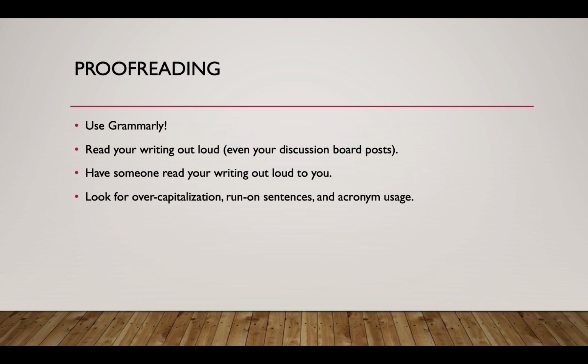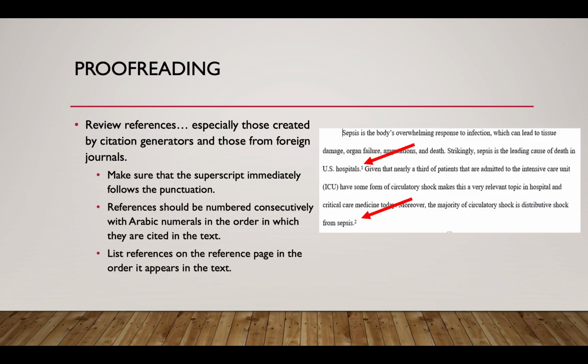So ask yourself, is there a way to cut that down into 2 or 3 sentences to make it more digestible to the reader? And then proofreading. Review references, especially those created by citation generators and those from foreign journals. I will say that foreign journals generally do not do well with American citation generators, so you have to pay extra close attention to those.